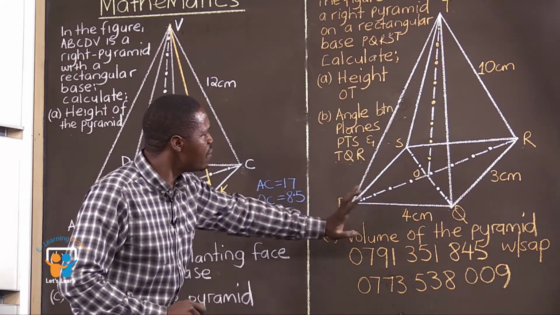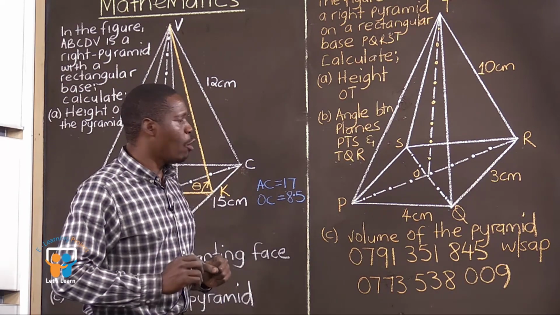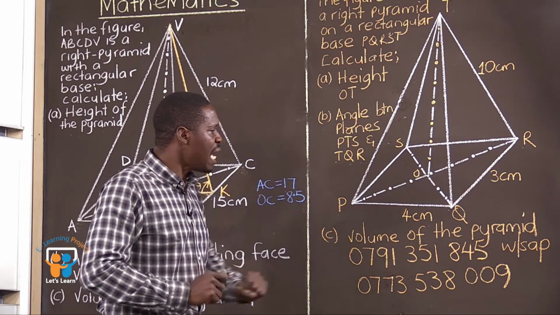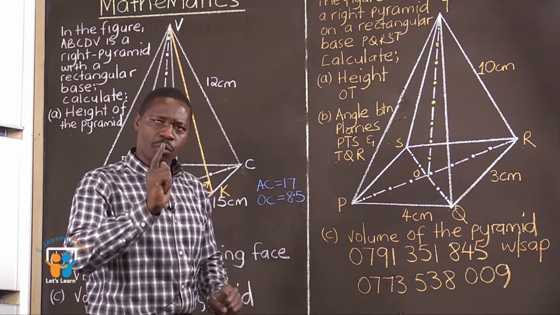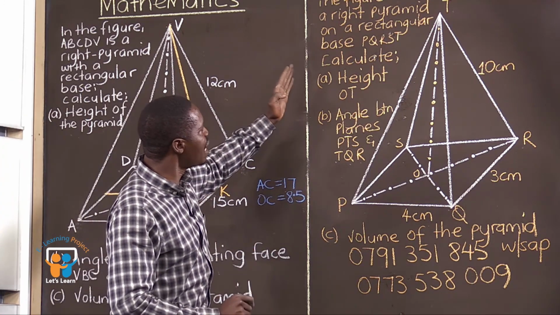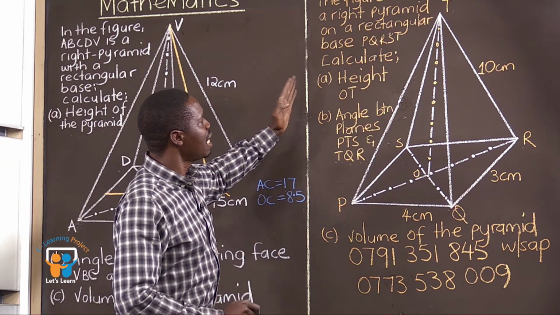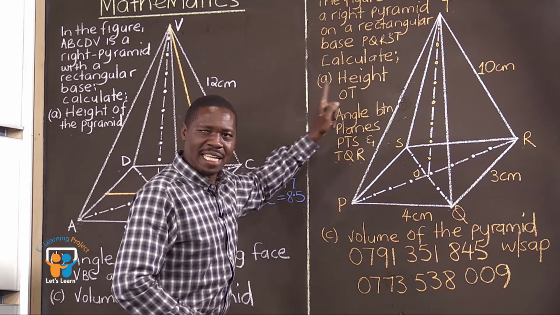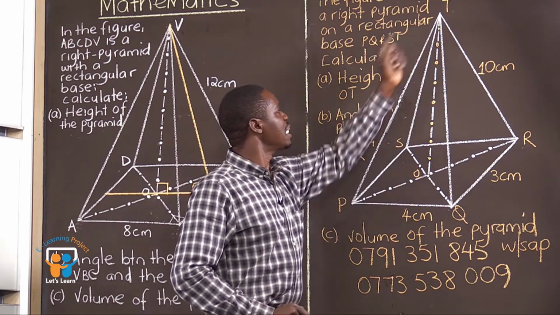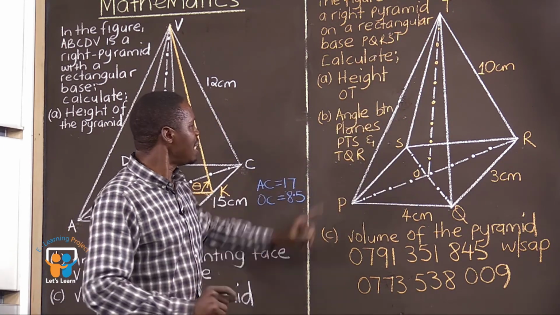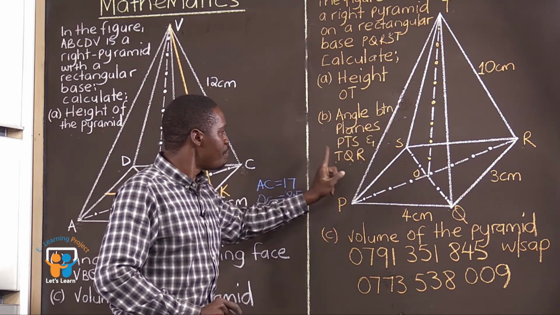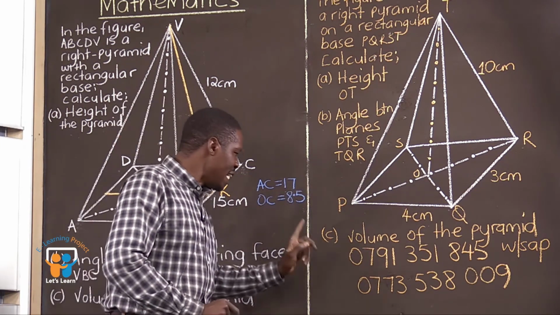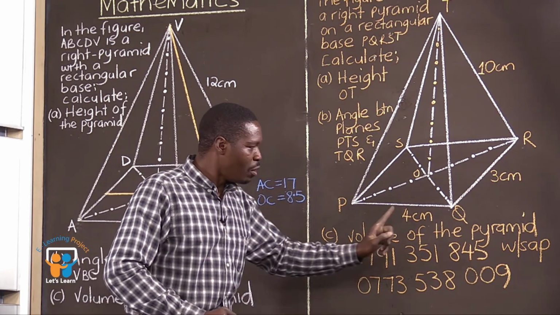So, the question has been very clear. Those who have been writing, I hope you're through with the copying. Some of you are very slow. Then at the end of the day, you say, teacher, I was not there, I didn't copy the question. The question is very clear. The figure shows a right pyramid on a rectangular base. That pyramid is PQRST. They want you to calculate part A, the height. Part B, they want you to calculate the angle between planes PTS and TQR. Then the last question, they want you to calculate the volume of the pyramid.